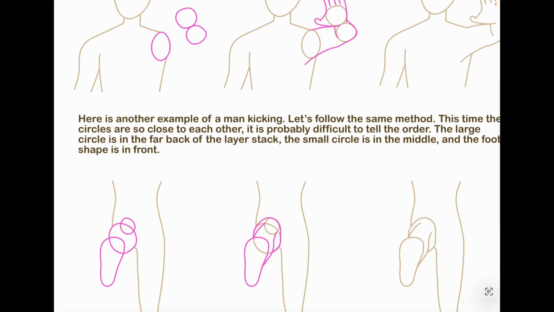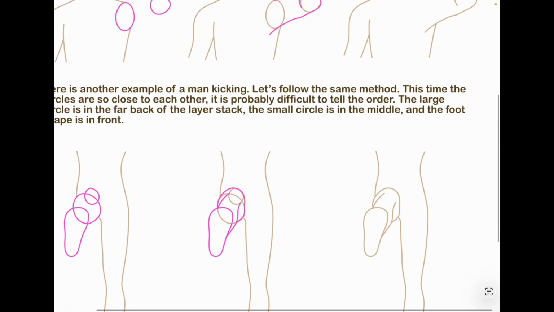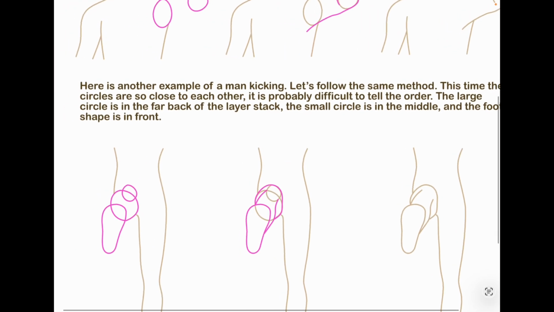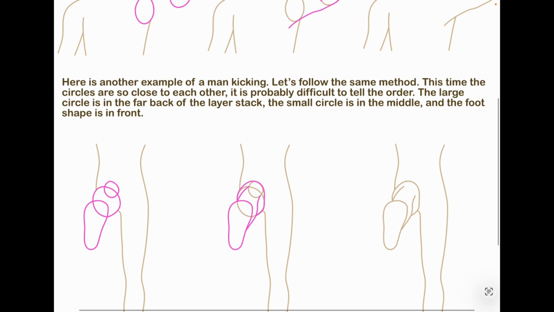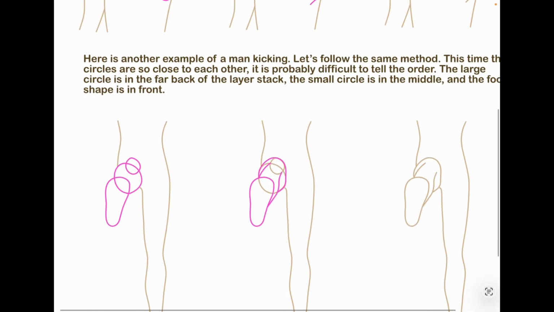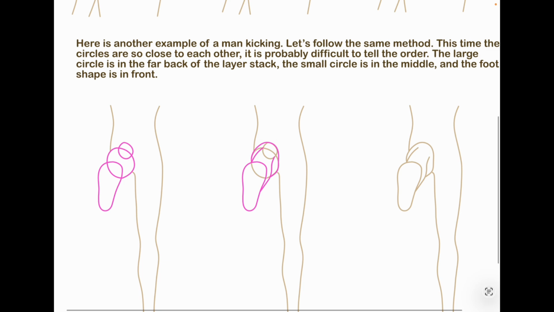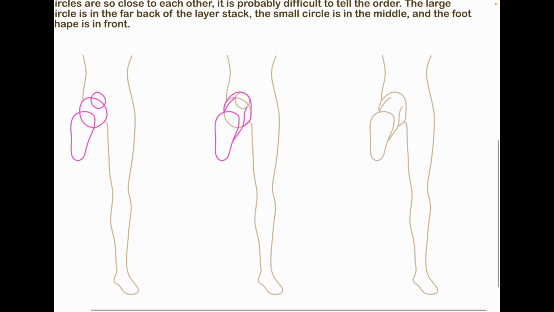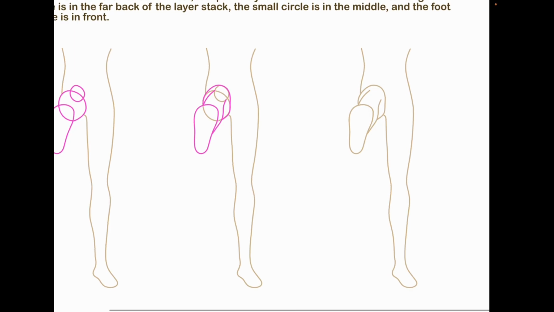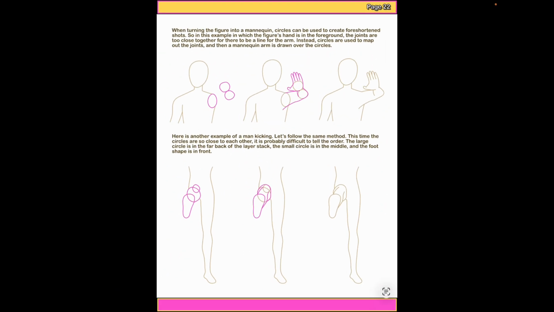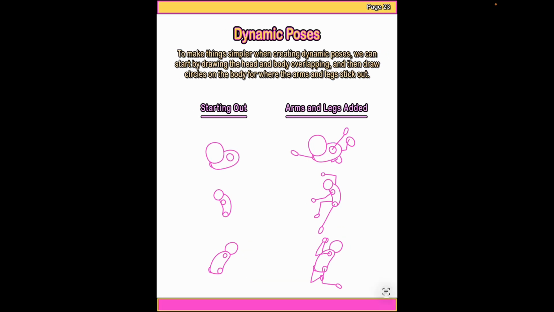Here is another example of a man kicking. Let's follow the same method. This time, the circles are so close to each other, it is probably difficult to tell the order. The small circle is in the middle, and the foot shape is in the front. Oh boy, this is confusing, isn't it? Yeah, I think this is where I had to stop. It was just getting to be too much, but it is a way to break things down.